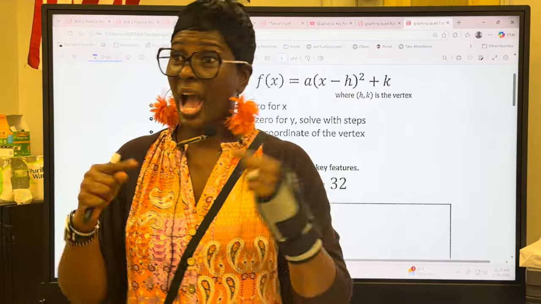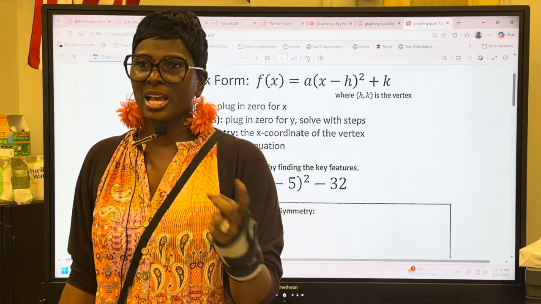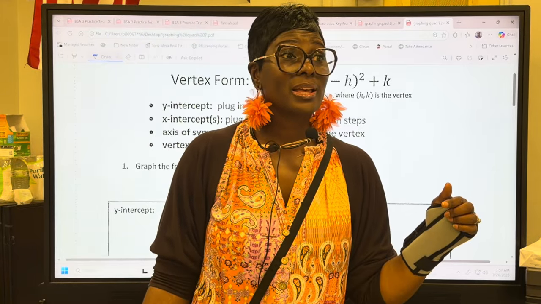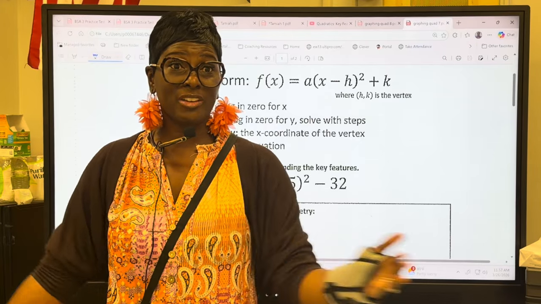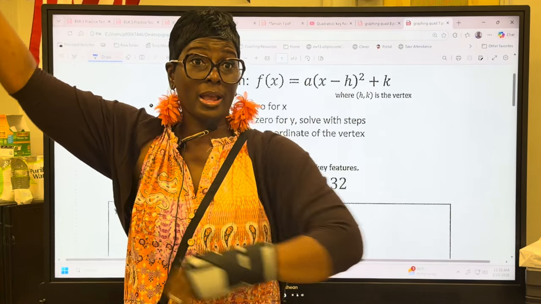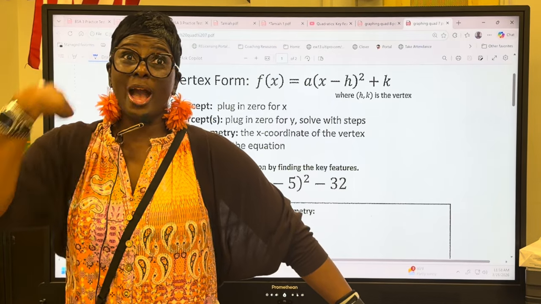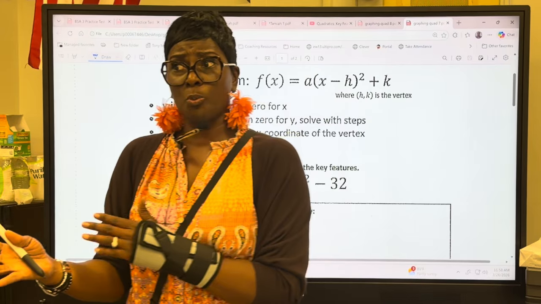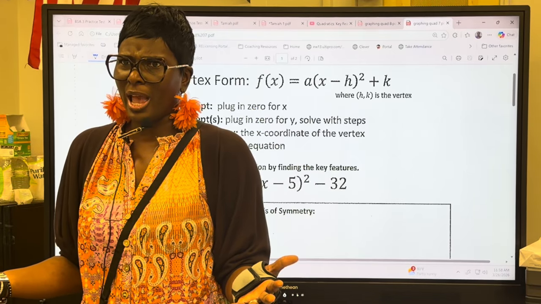What does the A tell me? It tells me the concavity, how much this thing opens up or down, right? If it's positive, how does this thing open? Up. And therefore I have a maximum or a minimum? Minimum. If the A is positive, it opens up, so that means you have a minimum, a lowest point, right? What happens if the A is negative? It opens down, which now means you have a maximum, okay? So you can tell whether you have a lowest point or a highest point based on what the A is telling you.